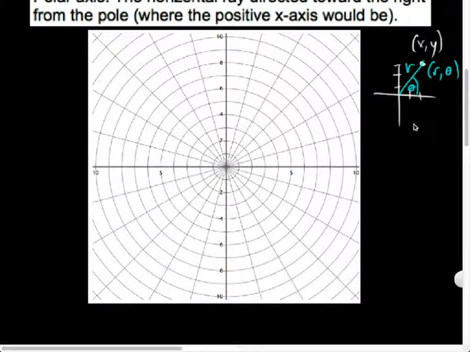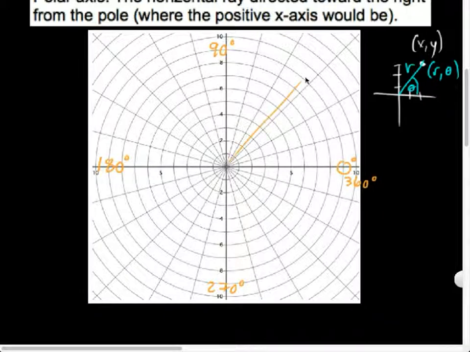Now, for polar coordinates, we will be working with both degrees or radians representing theta. So, for instance, this would be 0 degrees, or actually, let me pick a different color. So 0 degrees would be right here. This would be 90 degrees, as you would suspect. Here would be 180 degrees, and this would be 270. And then 360 would be coming back around to the 0 there.